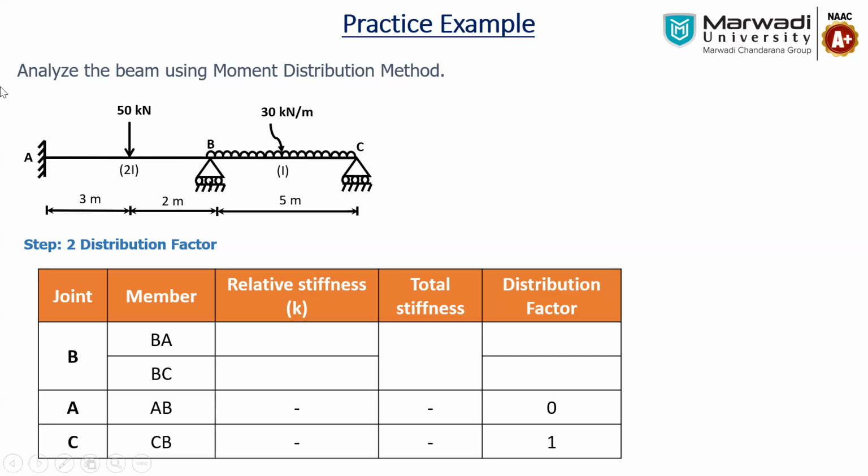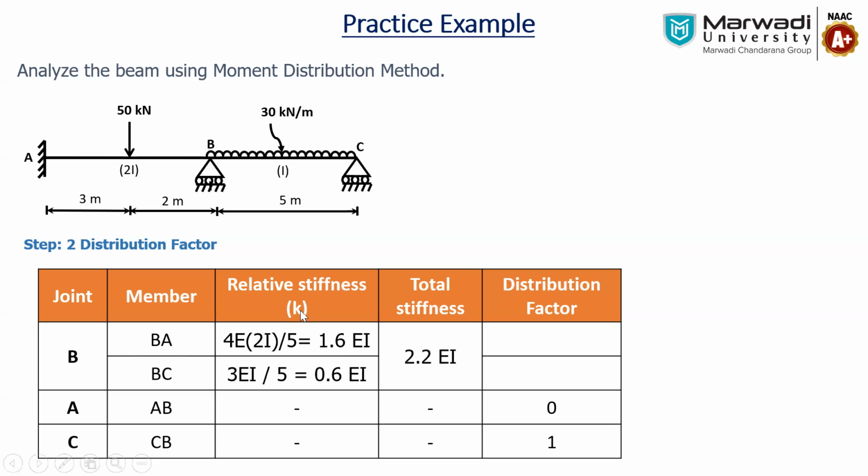Now if we talk about the intermediate support, support B, there are two members, BA and BC. Considering BA, the far end is fixed, so the stiffness is 4EI by L. In place of 4EI, we consider 2I divided by 5, so it is 1.6EI. While for BC, as the far end is a hinge or roller, it is 3EI by L, which is 0.6EI. What is the summation of these two stiffnesses? It is 2.2EI.